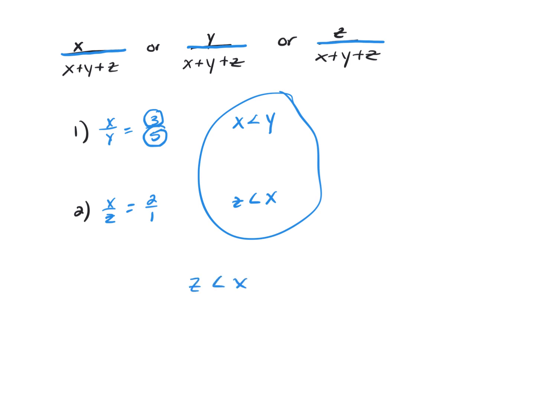Z is less than X. That's that one right there. And then use this one, X is less than Y. So Z is the smallest, and then X, and Y is the largest. So your answer is C.